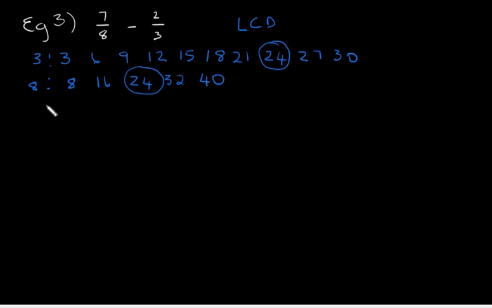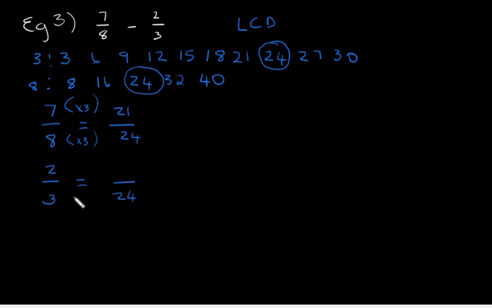What do we need to do now? We need to convert each fraction into a number over 24. And how do we do that? So the question we ask ourselves is, what did we multiply 8 by to get 24? And we multiplied by 3. So we need to multiply 7 by 3 as well, because the rule is what we do to the denominator, we must also do to the numerator. So that will give us 21 over 24.